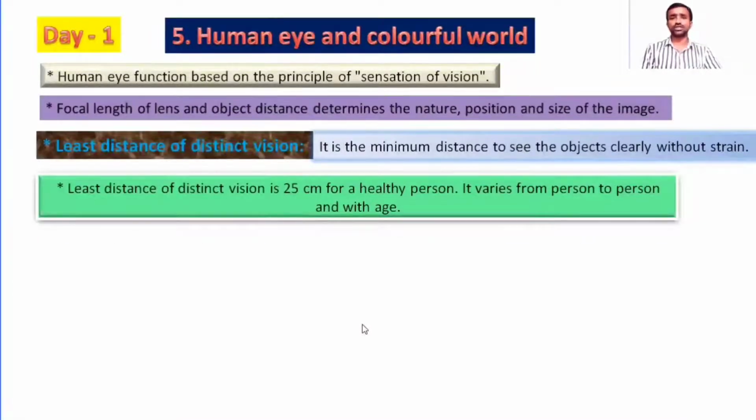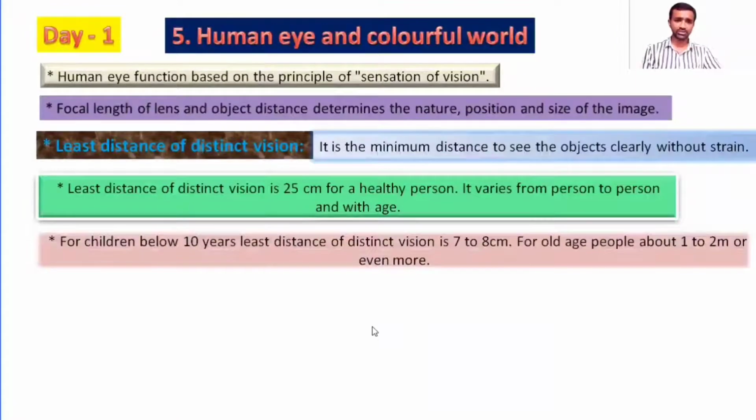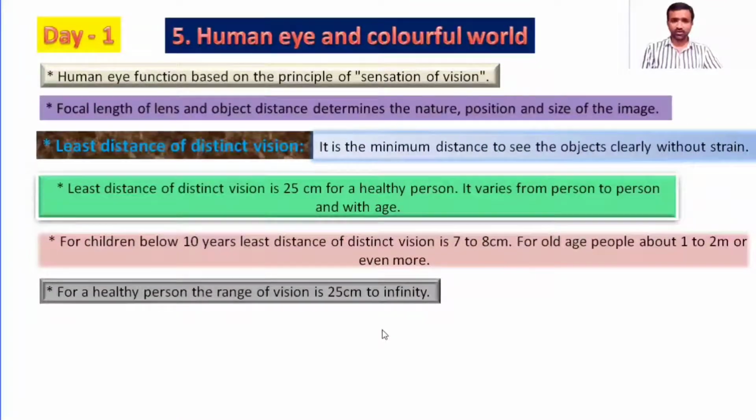Least distance of distinct vision is 25 centimeters for a healthy person. It varies from person to person and with age. For children below 10 years, least distance of distinct vision is 7 to 8 centimeters. For old age people, about 1 meter to 2 meters or even more, depending on their age. For a healthy person, the range of vision is 25 centimeters to infinity distance.